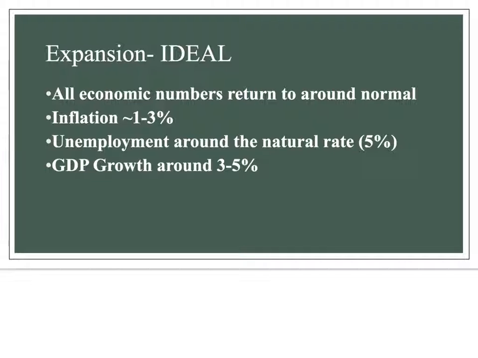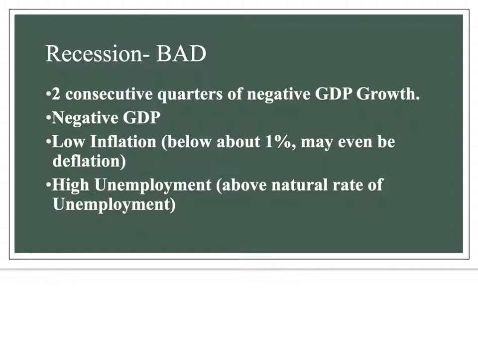So the ideal expansion is that all economic numbers return to normal. Inflation's around 1 to 3%, unemployment's at 5%, GDP growth around 3 to 5%. A recession is defined as 2 consecutive quarters of negative GDP growth. So the characteristics would be negative GDP, low inflation, so either below 1% or even lower than that, or deflation, and usually high unemployment, 6, 7, 8, 9, 10 or higher percentages.